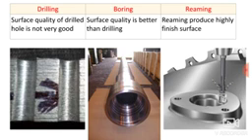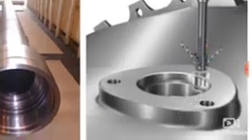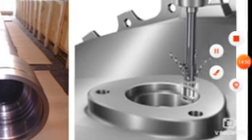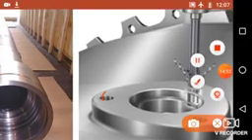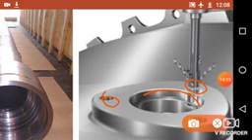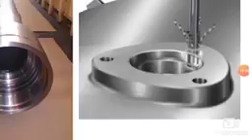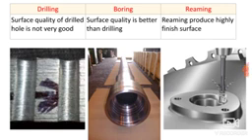Then talking about reaming, it produces highly finished surface, because reaming is a process of finishing operation. So reaming is a finishing operation. Here in this diagram you can see a highly finished surface you are getting with the help of these reamers. So the reamer produces highly finished surface, and that is not possible with boring and drilling operation, as the reaming is finishing operation and it removes very less material during cutting.